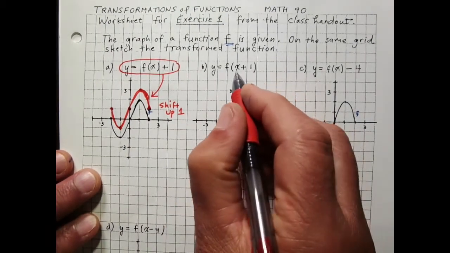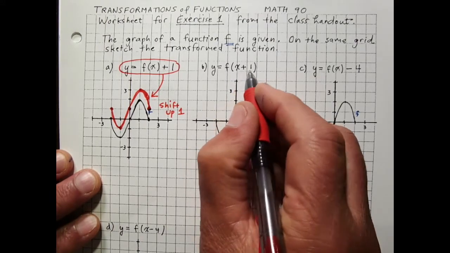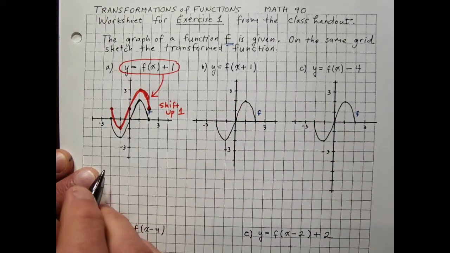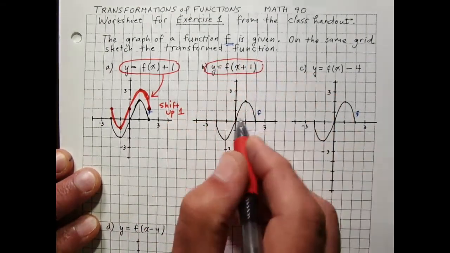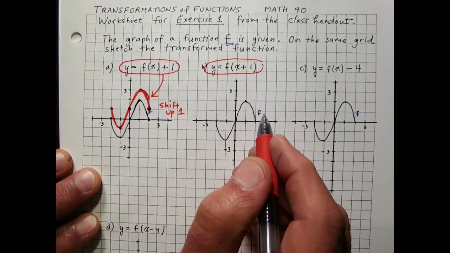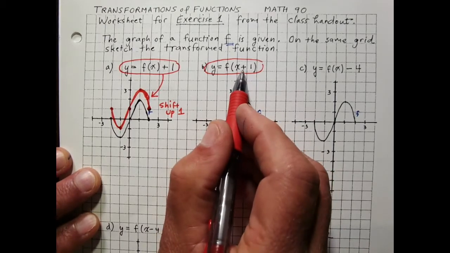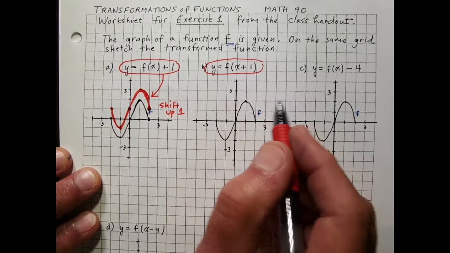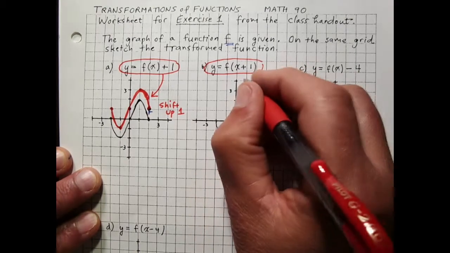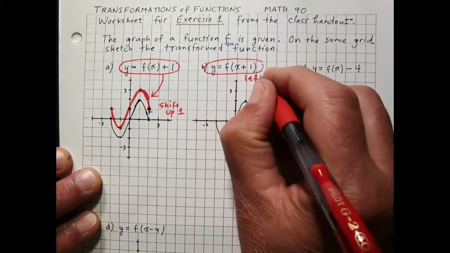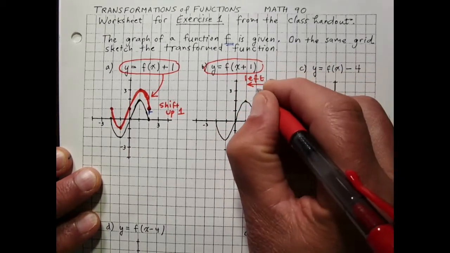Here the plus 1 is inside the parentheses of the function. So this is a horizontal shift situation. And so to graph this, we need to shift sideways horizontally. And unfortunately, or well, we just got to get used to it, when you see a plus 1 inside parentheses, we don't shift to the right, we shift to the left. We have to go left 1 unit.